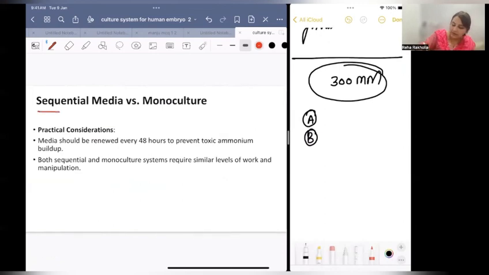Now we'll talk about sequential media and monoculture in the next class.